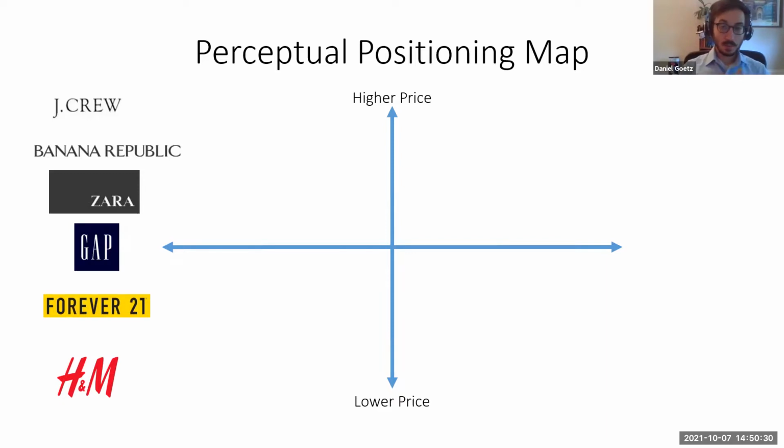Here we have 5 or 6 clothing companies, and I've already ranked them from the highest price, which is J.Crew at the top, to the lowest price, which is H&M at the bottom. So I'm going to show you a few different perceptual positioning maps. Here, we're always going to have price on the y-axis, but that doesn't need to be the case. And we'll have an example in a few slides where it isn't price that's on the y-axis. So there's nothing special about price and being on the vertical axis. It just happens that that's kind of what I'm using for the examples here.